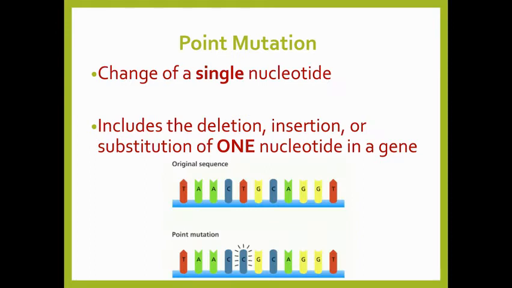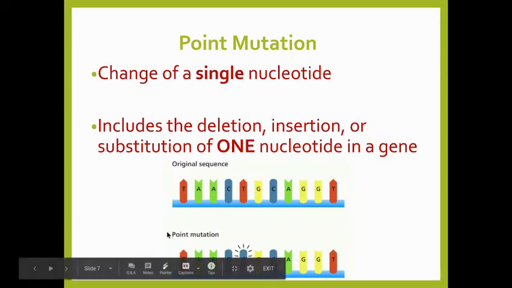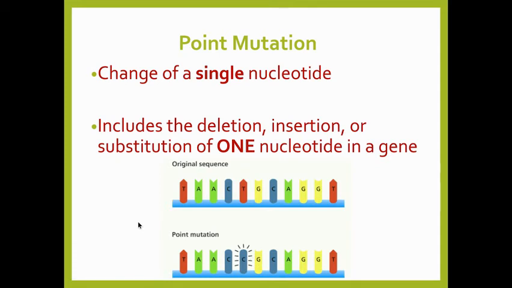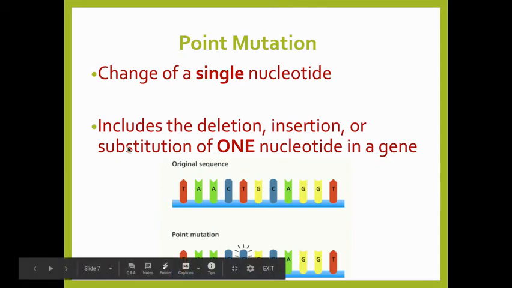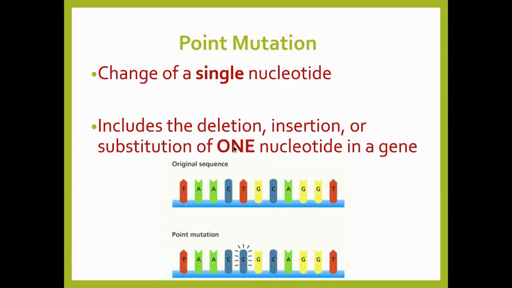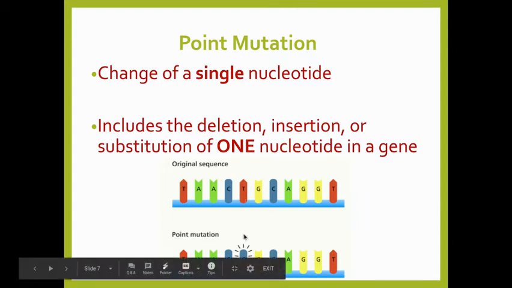So for number 4, what is a point mutation? A point mutation is when a single nucleotide is changed. And this could look like a deletion, an insertion, or a substitution, but it's just one nucleotide. So in this picture down here, you see an original sequence. And then down here at the bottom, you see that instead of that T, there's a C. So that would be your mutation. It changed. One changed.